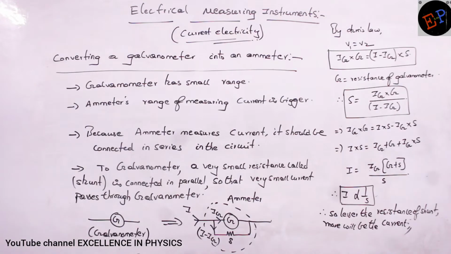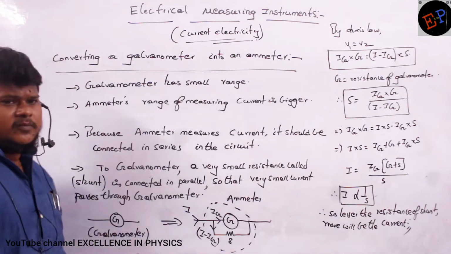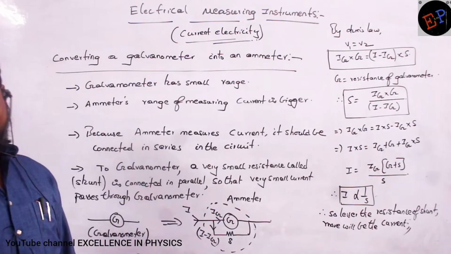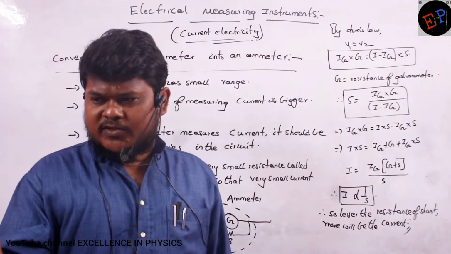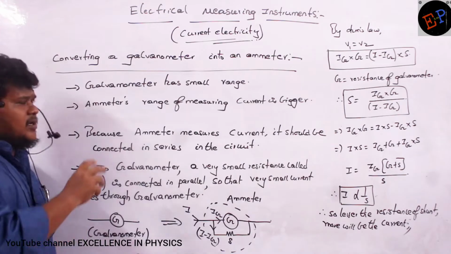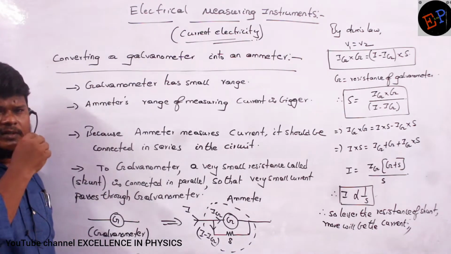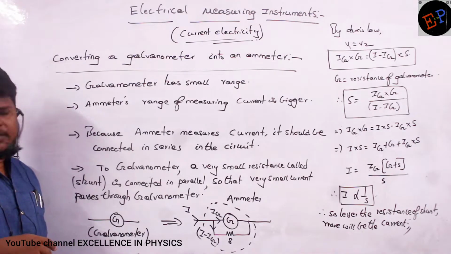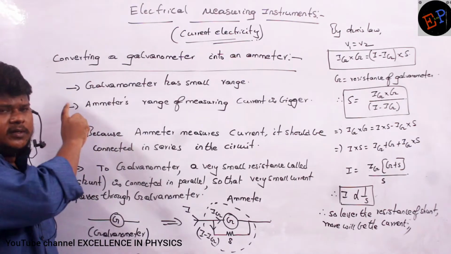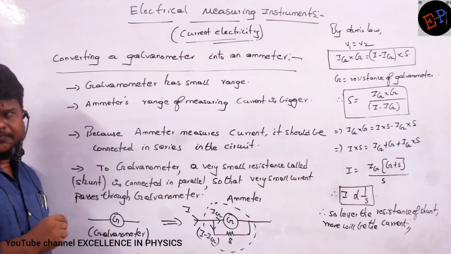Now Sima, previously we studied galvanometer, no? How galvanometer works. And what is the disadvantage of galvanometer? Voltmeter. So based on this you may get one question. Are you able to understand now?